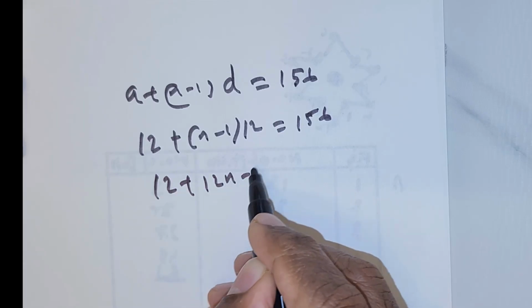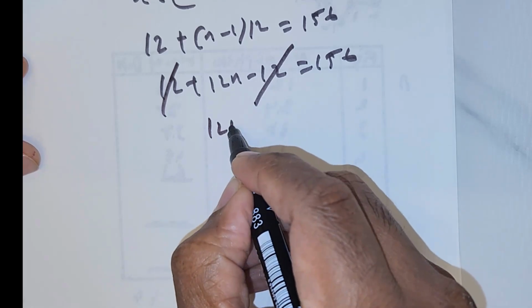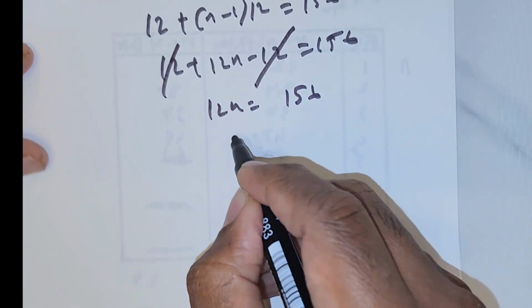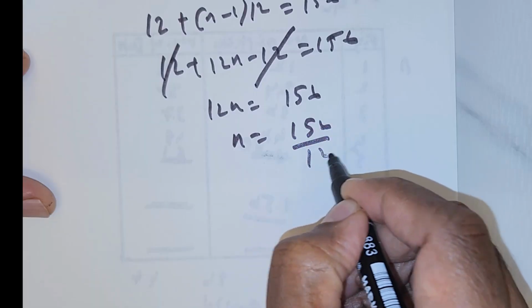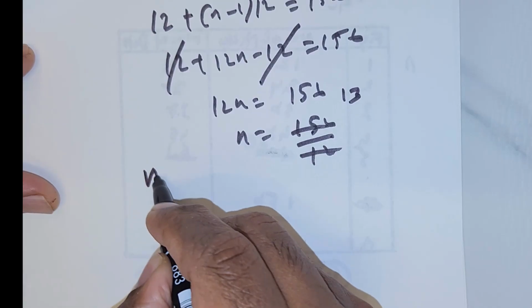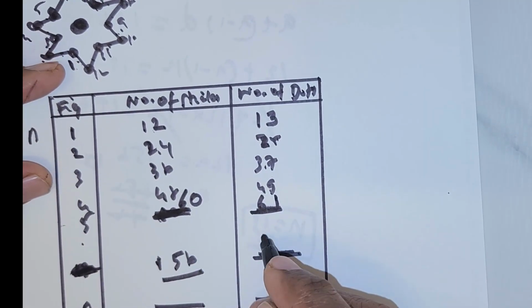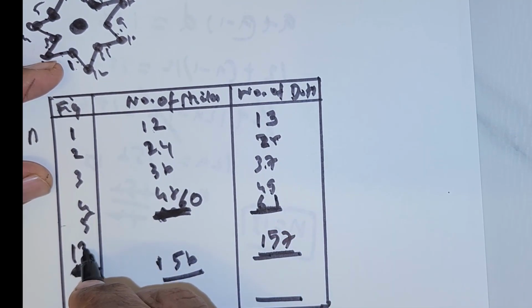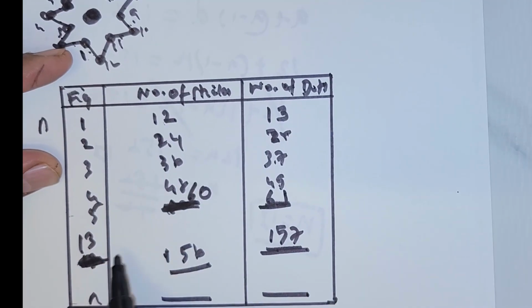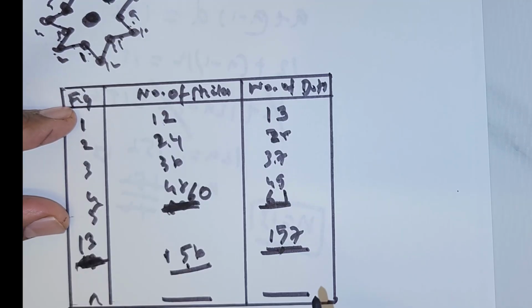So 12 positive 12n negative 12 is equal to 156. So negative 12 positive 12 cancels off, giving me 12n is equal to 156. So n is equal to 156 divided by 12. 12 divides here one time, you carry a 3 out, so that means 13. So n is 13. So if n is equal to 13, over here, this is going to be 157 and this is 13. Okay, so this value is 13, 156. This is easily found out, 157.